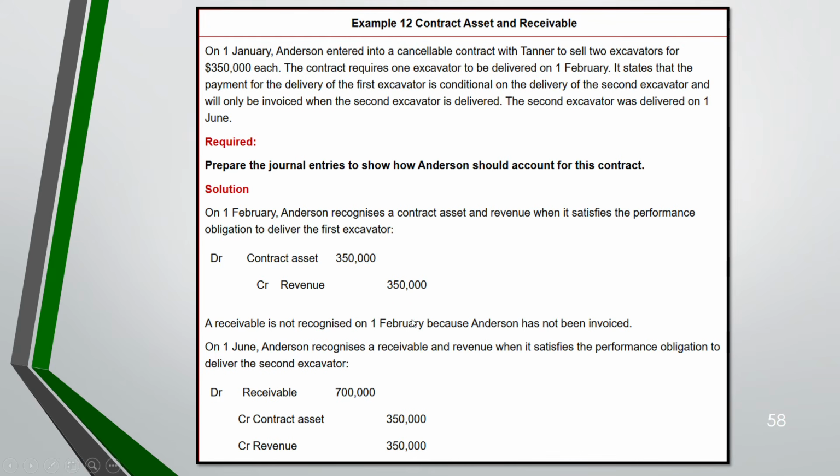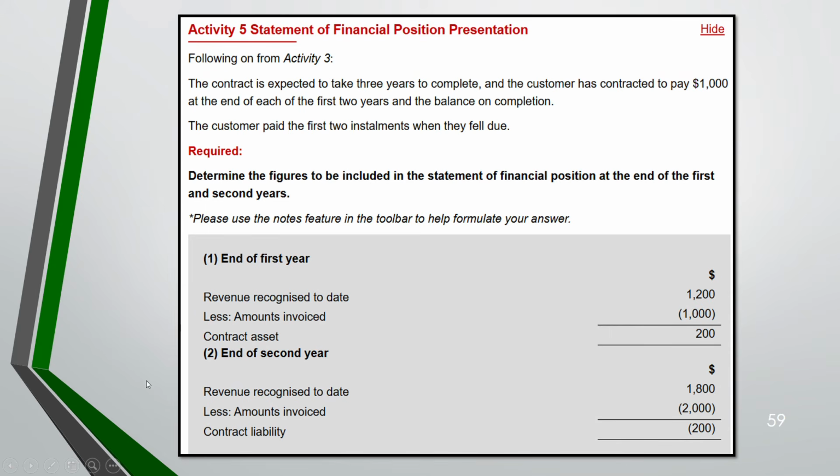Now, activity 5. The contract is expected to take 3 years to complete. This is from your activity 3, by the way. The customer has contracted to pay 1,000 at the end of each of the first 2 years and the balance on completion. The customer paid the first 2 installments when they fell due. So at the end of the first year, what was the revenue? You have to take it from your activity 3, the revenue recognized to date. So 1,200. From there, the amount invoiced is 1,000, so deduct. Because it's a positive figure, it's a contract asset of 200.